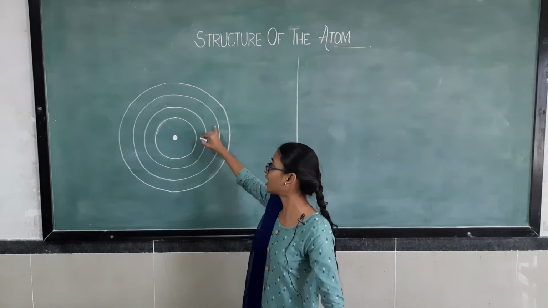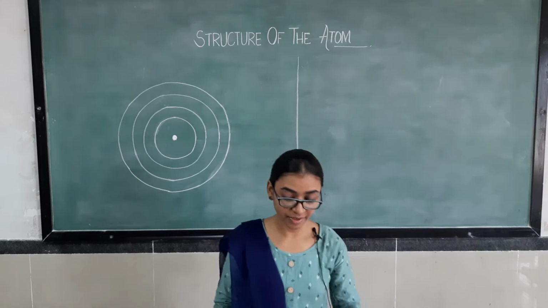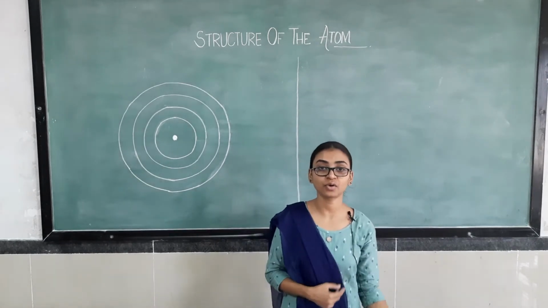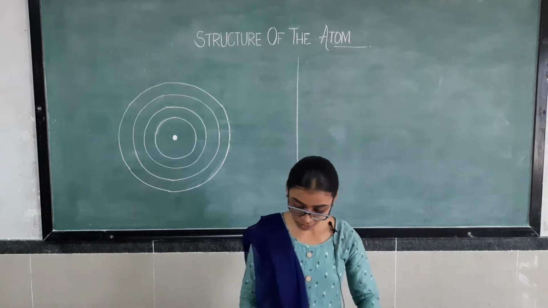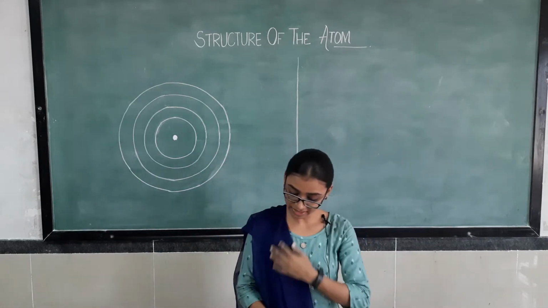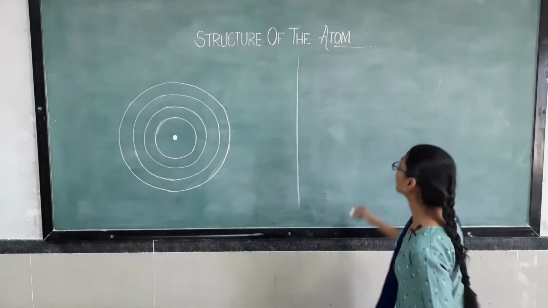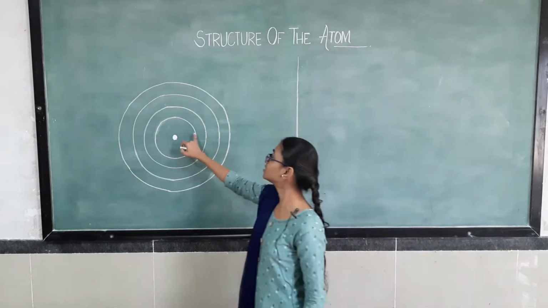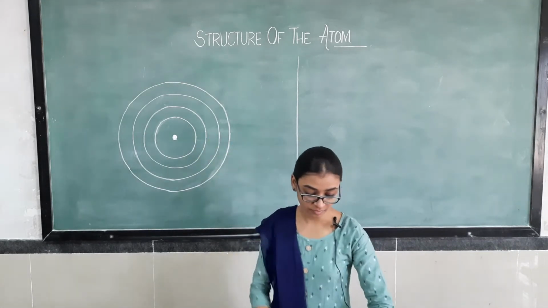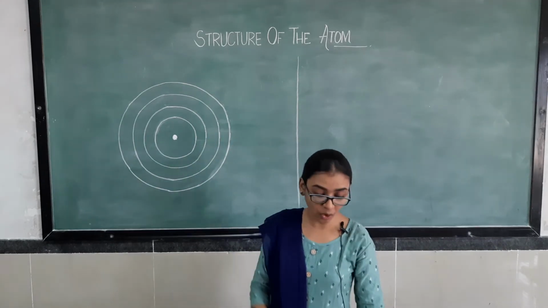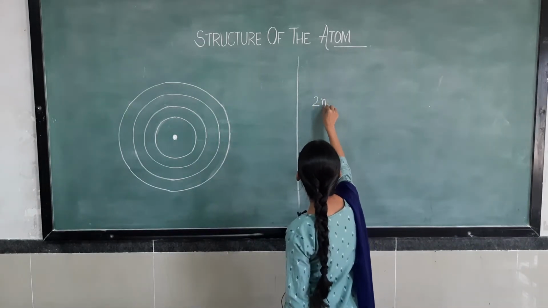What have we called them? We have called them energy levels or shells or orbits. Here some rules are given for how the electrons are going to be filled in these energy shells. The first rule is: the maximum number of electrons present in a shell is given by the formula 2n square.